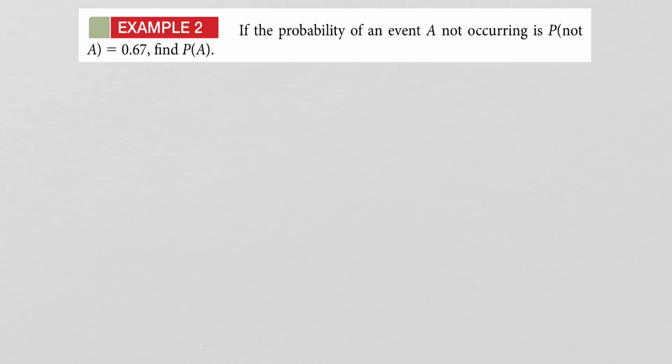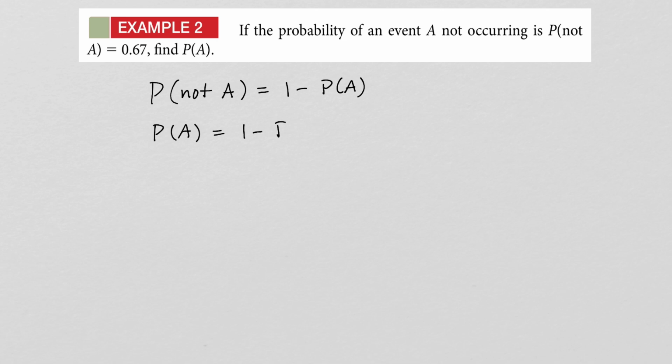If the probability of an event A not occurring is 0.67, what is the probability that the event does occur? We know the probability of not getting event A is 1 minus the probability of A. Likewise, the probability of A would be 1 minus the probability of not A. So in this case, that's just going to be 1 minus 0.67, and this ends up being 0.33.